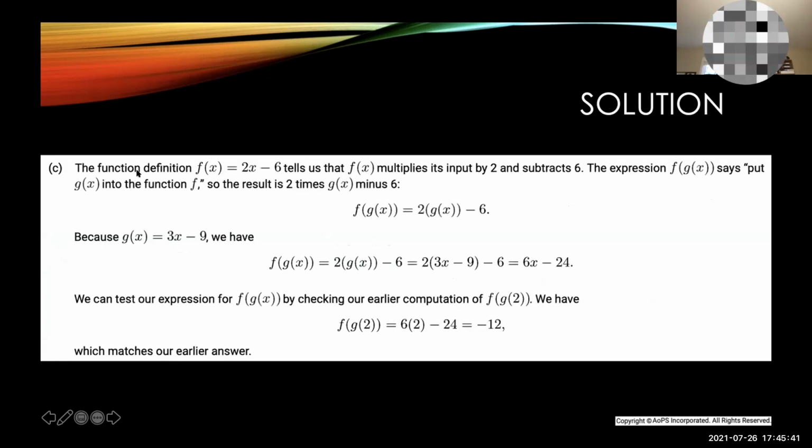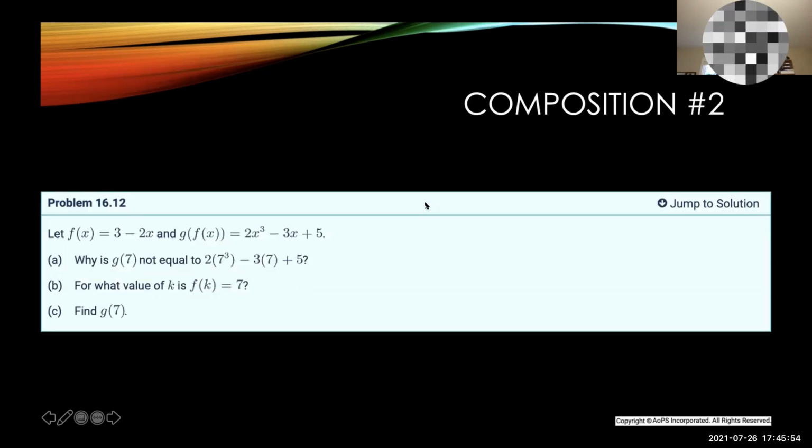And then for this one, the function definition just tells us that if you multiply it and then it says put g of x into the function, so the result is 2 times g of x minus 6. So that's all that's going on in that problem. So here's another problem that's very similar to that one. I'll give you a little longer. I'll give you guys 6 or 7 minutes.